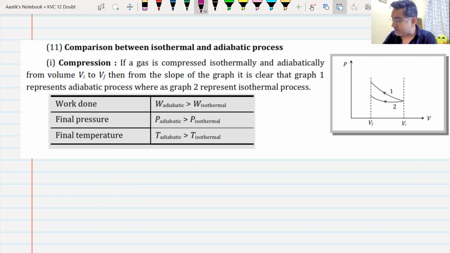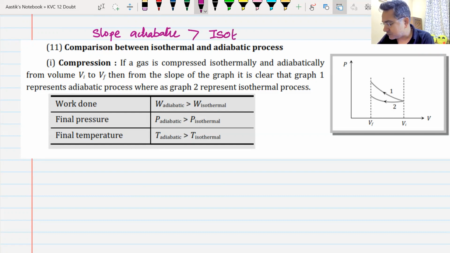Remember the slope of the adiabatic graph. Two adiabatics. The slope of the adiabatic graph is greater than the slope of the isothermal graph. The slope of the adiabatic graph is more than the slope of the isothermal graph.